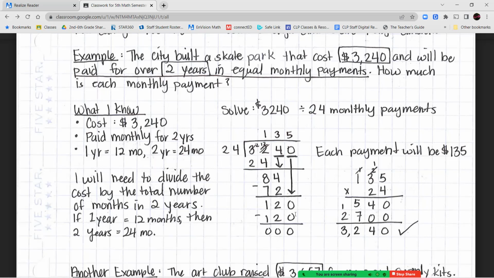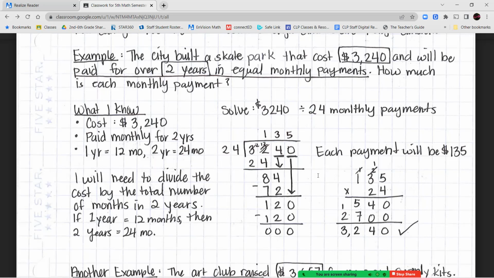So 12 tens, which is 120 when we drop this next zero. 24 goes into 125 times. So 24 times 5 gives us 120 with 0 remainder. So 3,240 divided by 24 months gives them a monthly payment of $135.